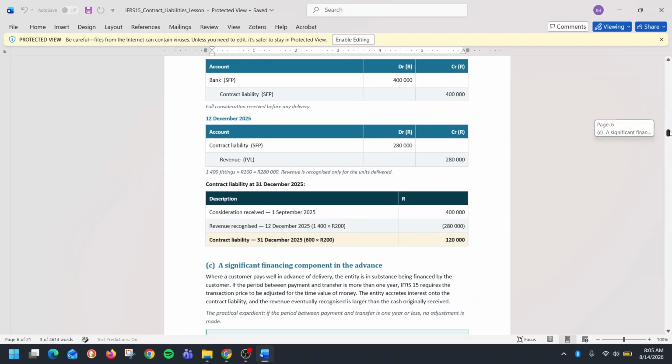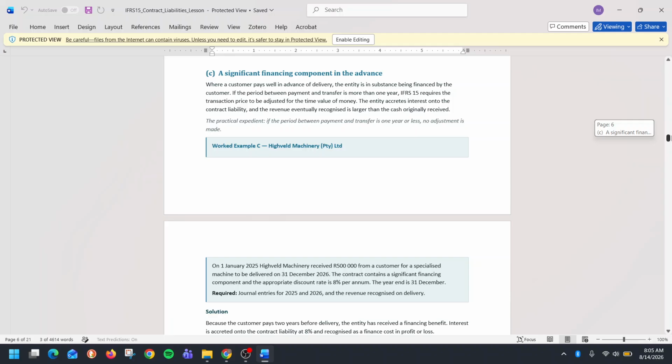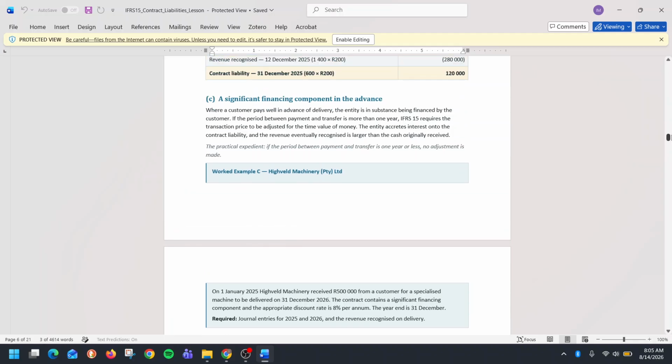Because it's already been recognized, you don't need to go and recognize it one more time. The revenue recognized on the 12th of December is going to decrease that amount, because the contract liability was debited with 280,000. So that has been addressed.